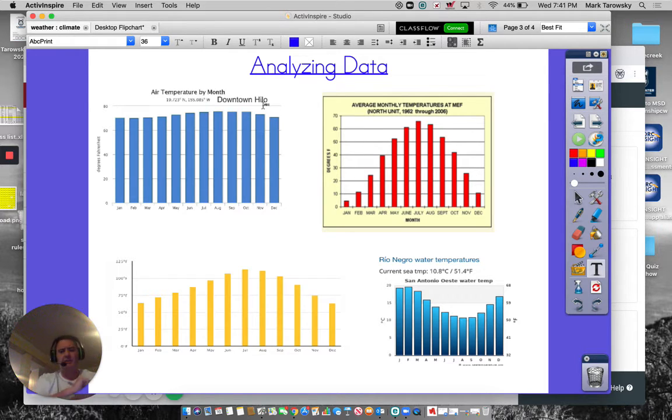Now, Hilo, just so you know, is a city in Hawaii. It's a very tropical place near the equator. Because Hilo is an island surrounded by the ocean, it never gets too hot, never gets too cold. It's a very tropical climate that stays very, very consistent.